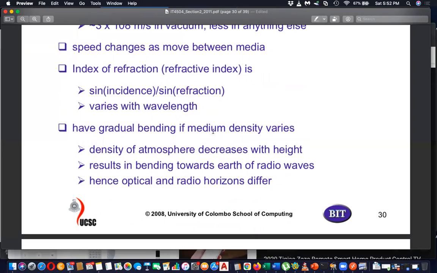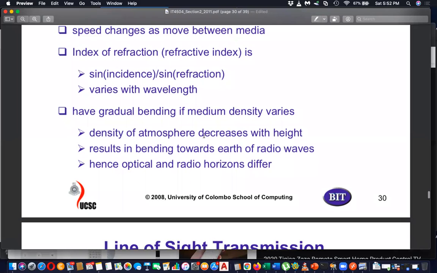Here there is gradual bending if medium density varies. Bending is high especially when medium density changes. So these are the affections for this bending. If density of atmosphere decreases, so density of atmosphere decreases with the height. That means the atmospheric density gets lighter as we go up, which we know. The result is bending towards earth of radio waves.